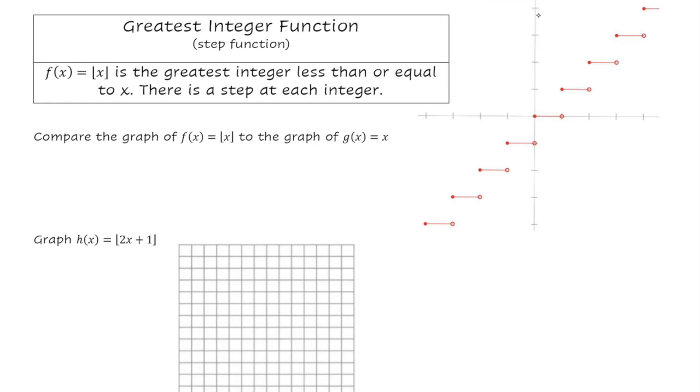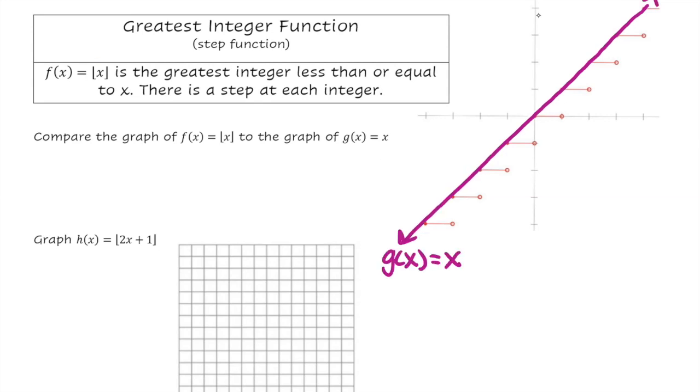So there's a step at each integer. And you can see why it's called a step function. I mean, it looks like a bunch of steps. So we're going to compare the graph of f of x equals a step function x to the graph of g of x equals x, which is just a straight line with a slope of 1, y-intercept of 0. So this would be my g of x that they want me to compare it to.